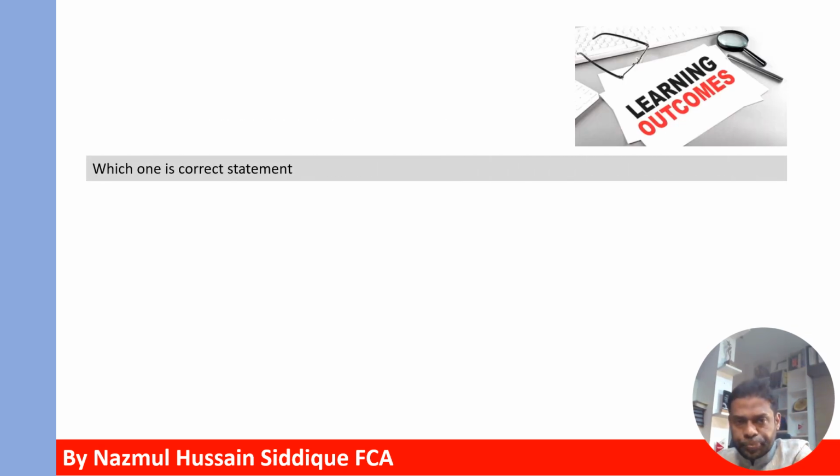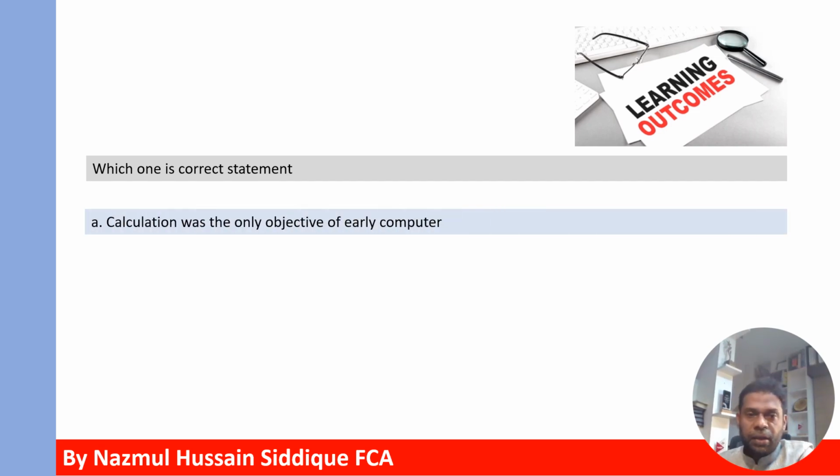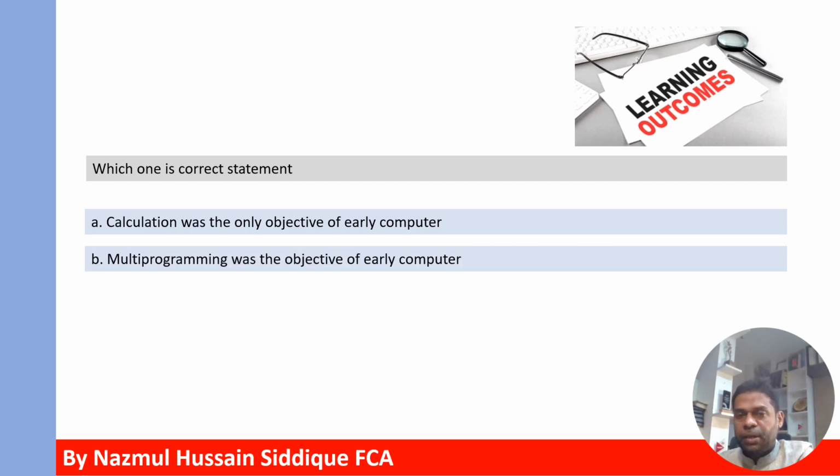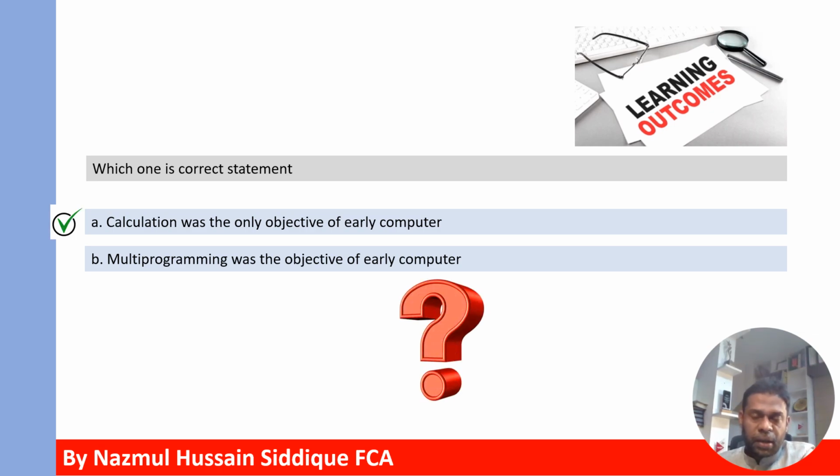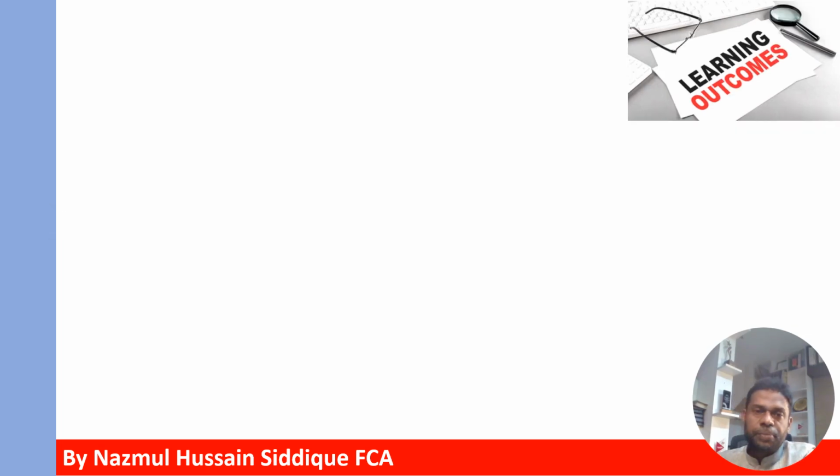এবার আমরা কয়েকটা MCQ টেস্ট করব. Which one is correct statement? A. Calculation was the only objective of early computer. B. Multiprogramming was the objective of early computer. Which one is correct answer? Number A is the correct answer. Calculation was the only objective of early computer.